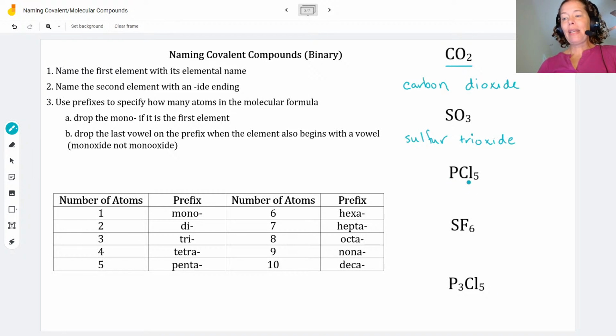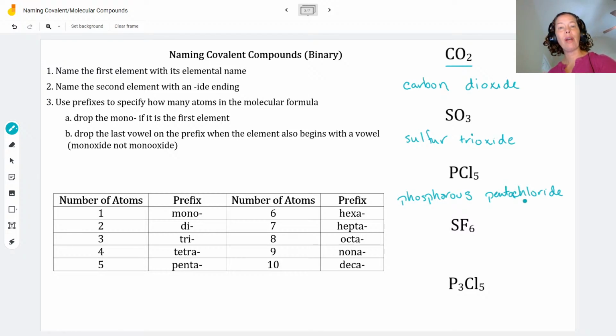Let's go on to my next one, PCl5. Again, I'm going to name my first element just with the elemental name. I'm dropping the mono because it is the first element, so this is simply phosphorus. Now, my second element is chlorine. I'm going to change the ending to IDE, so it's going to be chloride. Now I need a prefix for 5, which I go to my table. The prefix is penta, and so it goes right in front of the chloride. So that is phosphorus pentachloride.